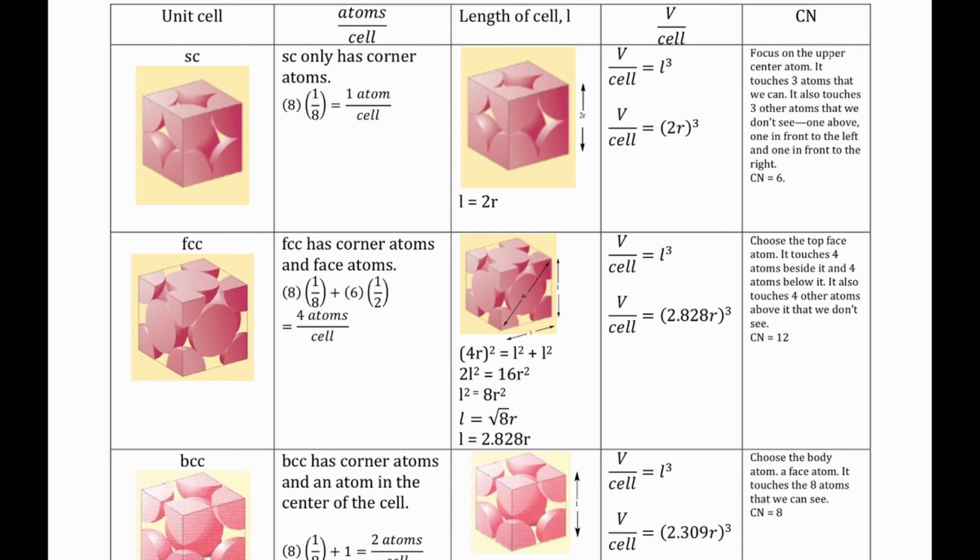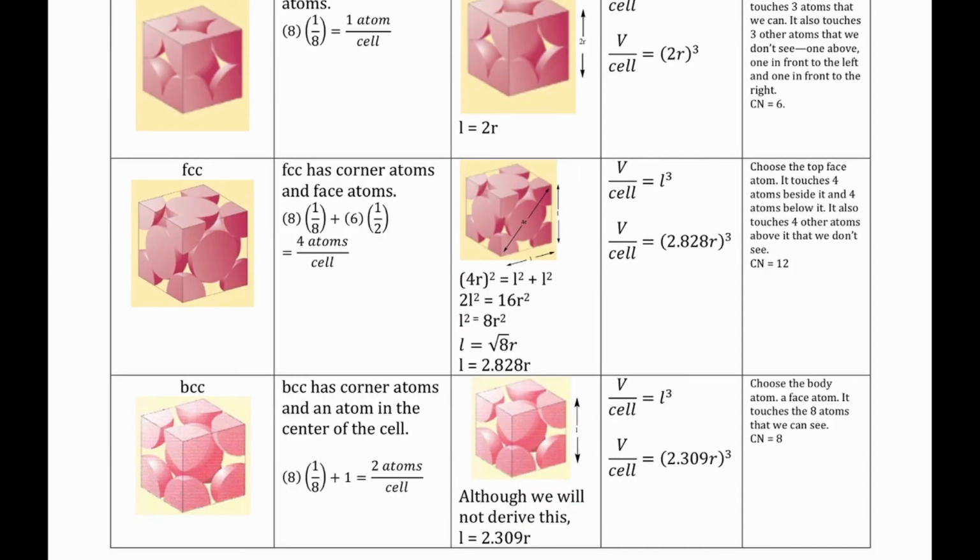Okay, for face-centered cubic, choose the top face atom. It touches 4 atoms beside it. We can see those. And 4 atoms below that. Using our imagination a bit and the picture, we can see that. It also touches 4 atoms above it that we don't see. The coordination number is 12. So for body-centered cubic, choose the body atom, and it touches 8 atoms that we can see. Coordination number is 8.